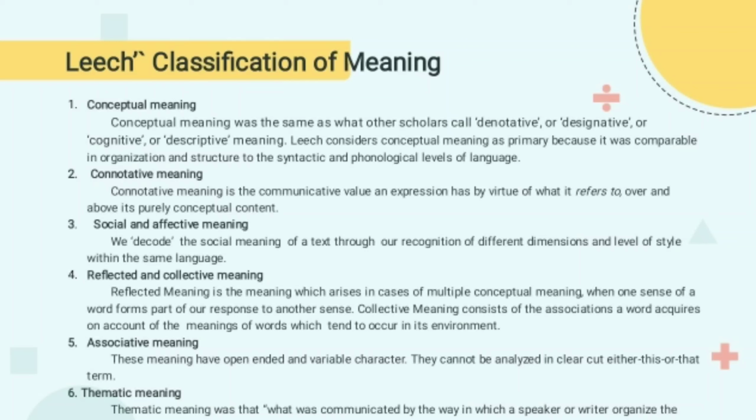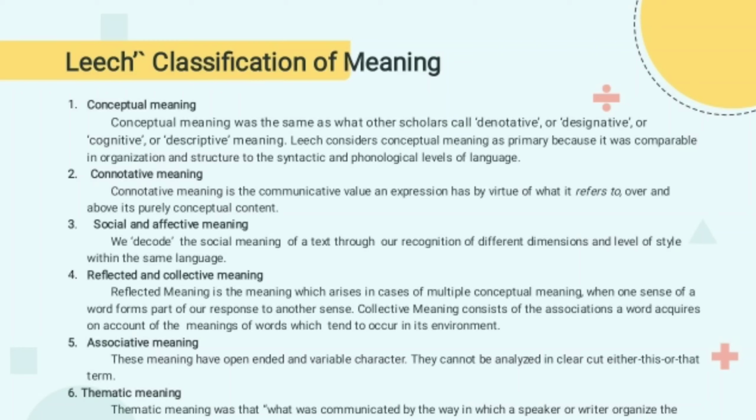Reflected meaning is the meaning which arises in cases of multiple conceptual meaning when one sense of a word forms part of our response to another sense. Collocative meaning consists of the associations a word acquires on account of the meanings of words which tend to occur in its environment. The fifth is associative meaning. These meanings have an open-ended and variable character. They cannot be analyzed in clear-cut either-or terms. And the last point is thematic meaning.